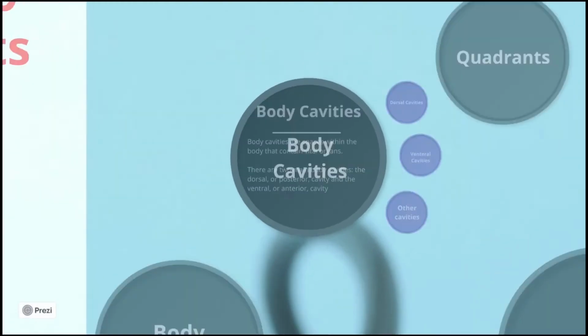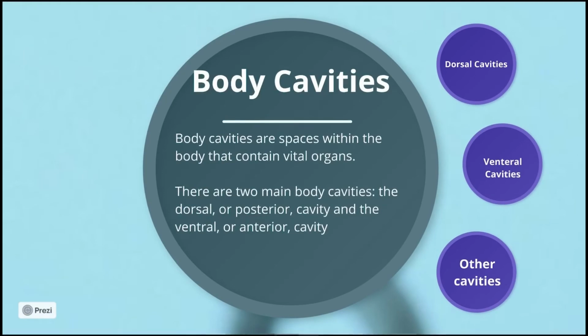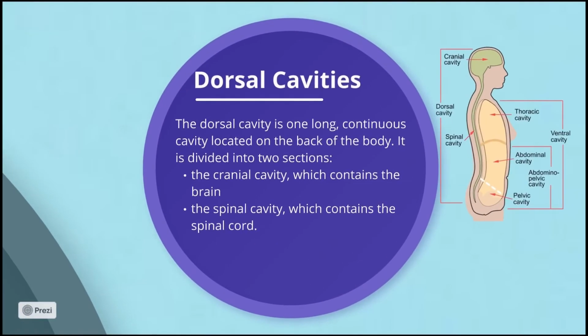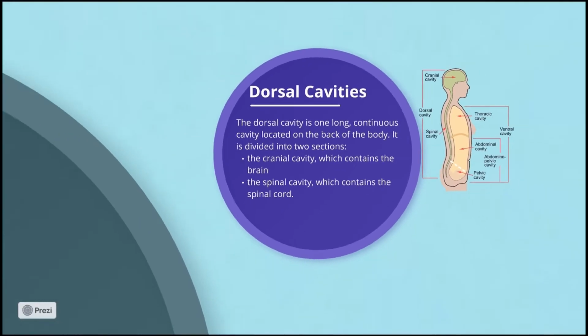Now we're going to talk about body cavities. Body cavities are spaces within the body that contain vital organs. There are two main body cavities: the dorsal or posterior cavity and the ventral or anterior cavity. First, we'll talk about the dorsal cavity. The dorsal cavity is one long continuous cavity located on the back of the body. It is divided into two sections: the cranial cavity, which contains the brain, and the spinal cord cavity, which contains the spinal cord. So it has to be protected, so this is very important for the body.